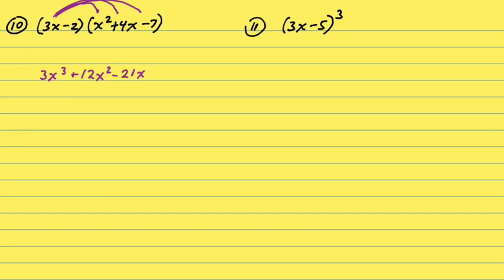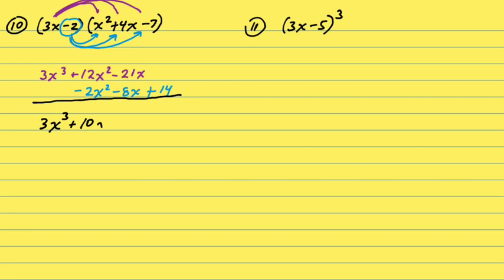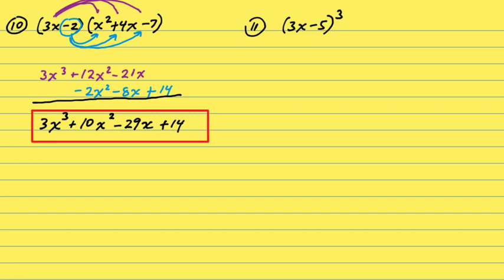Now I want to distribute a -2. -2 times x squared is -2x squared. Please notice that I'm lining up x squareds with x squareds. -2 times 4x is a -8x. And -2 times -7 is a +14. Now I'm just going to combine like terms. So I get 3x to the third. I think that becomes +10x to the second minus 29x plus 14. And that's what you should get for number 10.